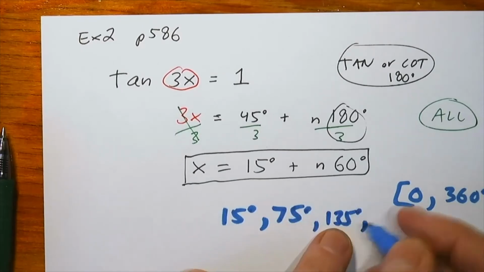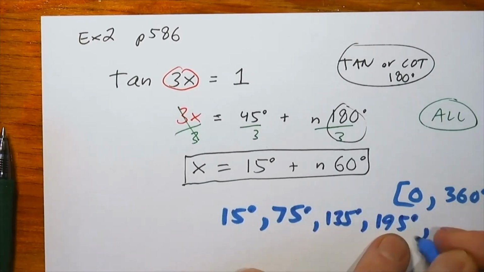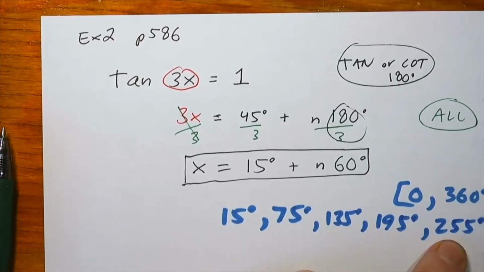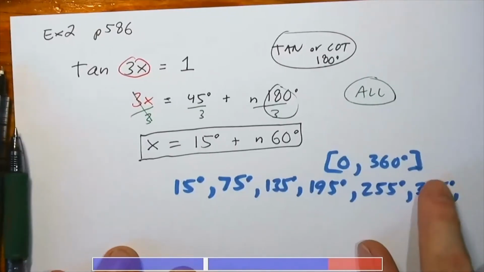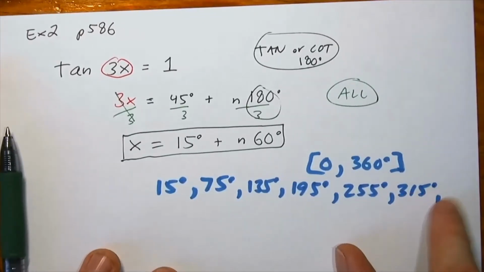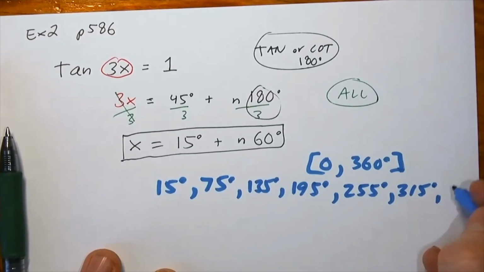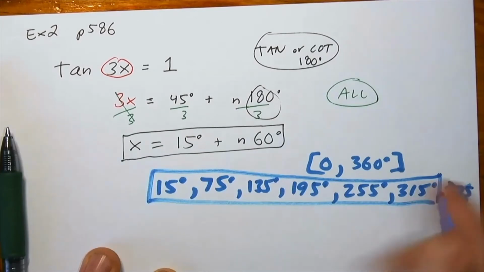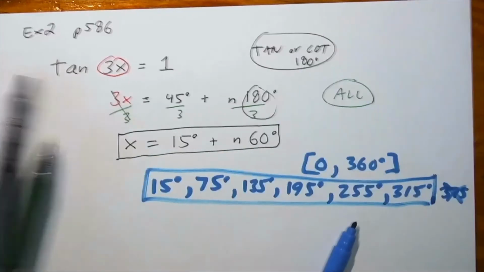135. Okay, add 60 to that. 195. Add 60 to that. 255. Add 60 to that. 315. And I'm going off the paper. And add 60 to that. Oh, that would be too much, wouldn't it? That'd be 375. Too far. There you go. So if they say all, we're good.